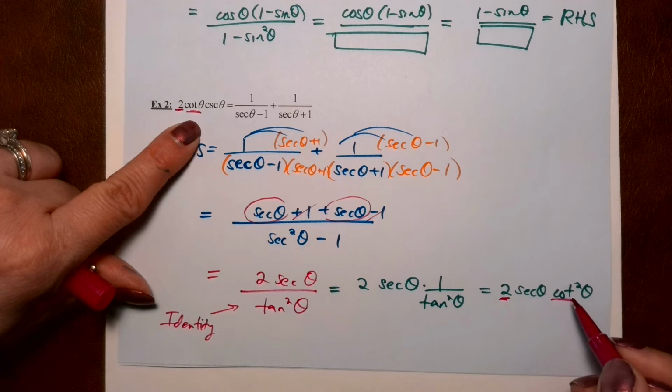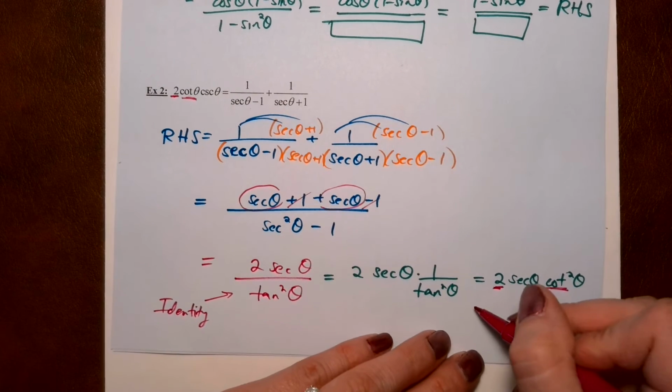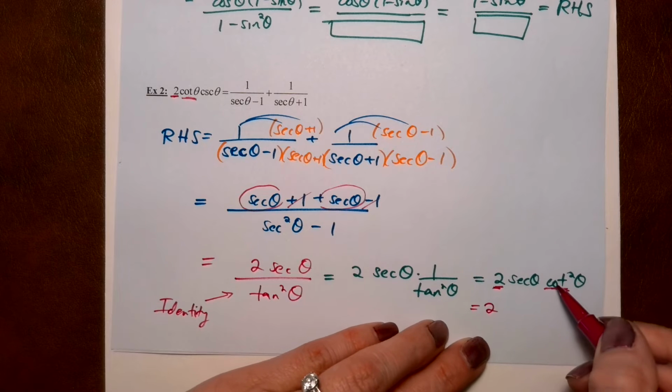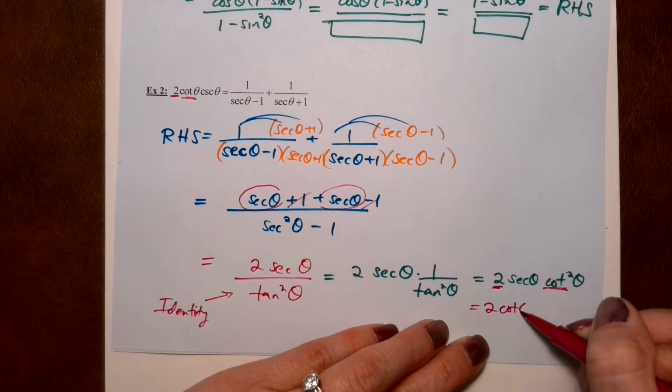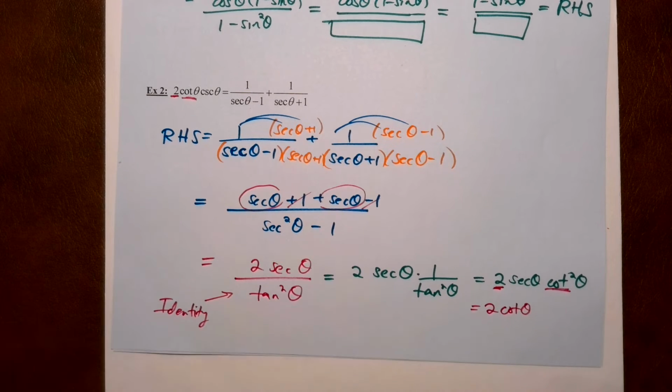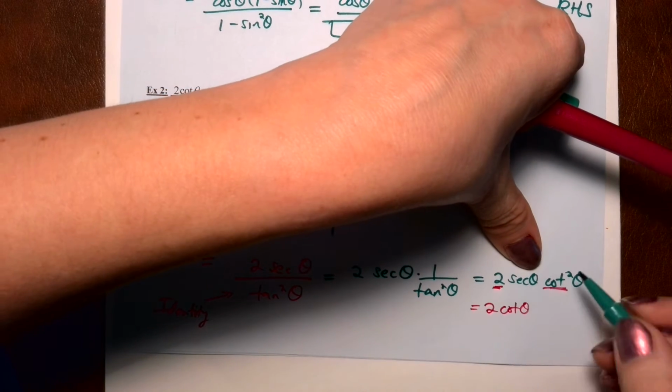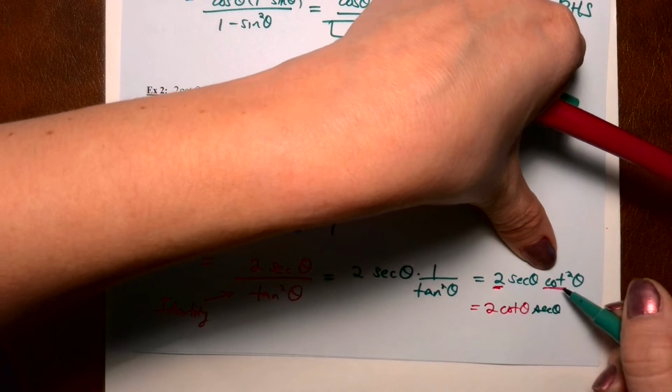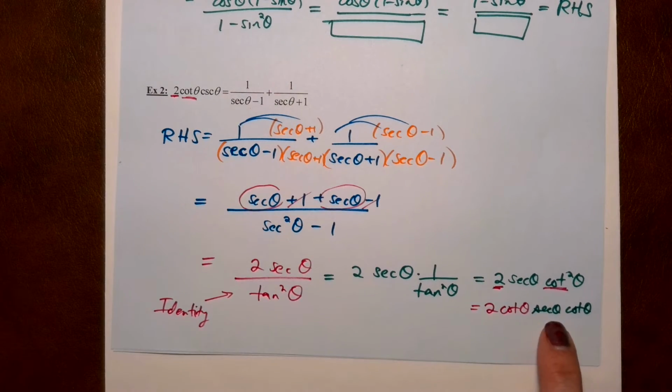So we don't want 2. We just want 1 of them. So maybe what I'll do is write the 2 and then write cotangent. Okay, now what do we have left? We have the secant times another cotangent. And we don't want that.